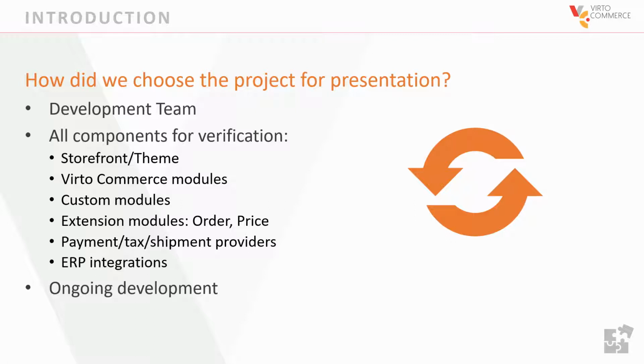Secondly, the project included the most complete set of typical e-commerce components. Storefront, theme. 6 custom modules. 2 extension modules for order and price modules. Real-time integration with payment, tax and shipment providers. Asynchronous integration with ERP. Thirdly, after the update, the team had plans to continue the development and we can improve the solution by using .NET Core and version 3 platform.